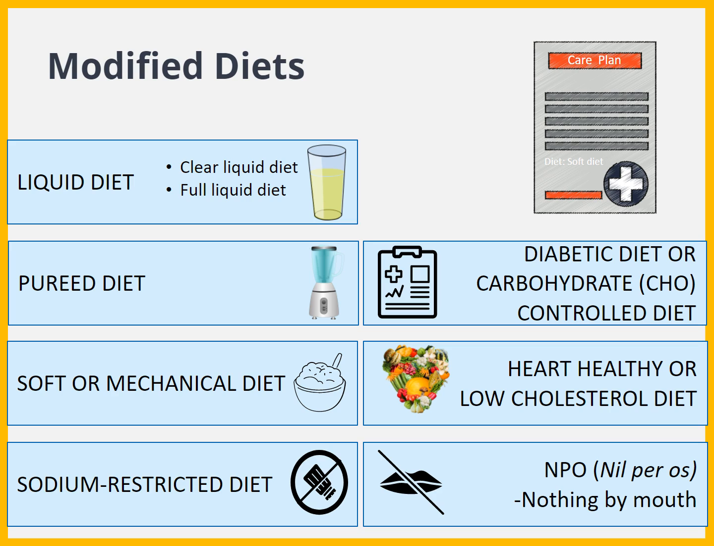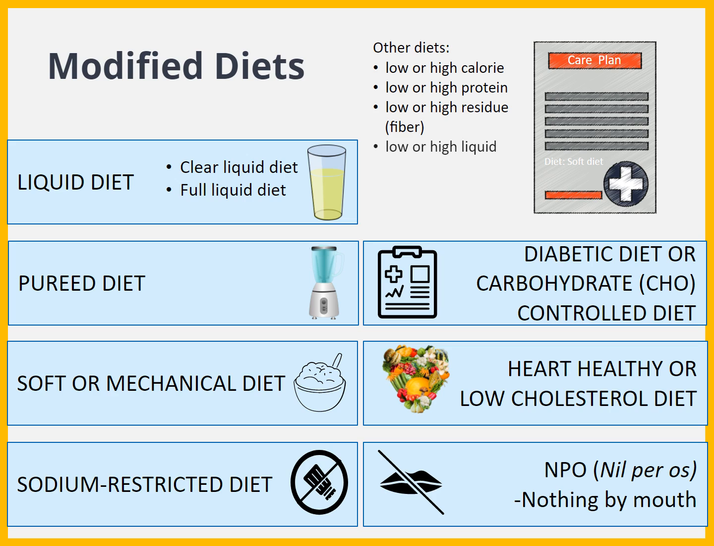Other diets the nurse aide may see a doctor order include a low or high calorie diet, a low or high protein diet, a low or high residue or fiber diet, a low or high liquid diet, a high potassium diet, a bland diet, a vegetarian diet, or a gluten-free diet.